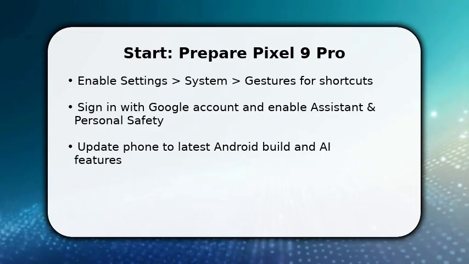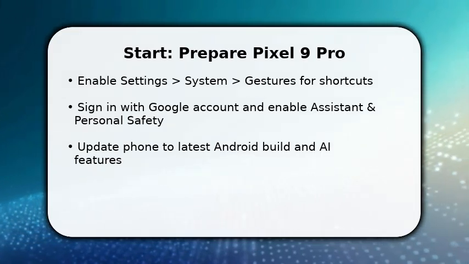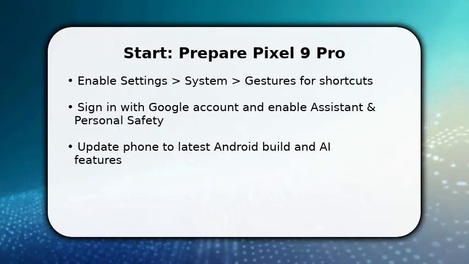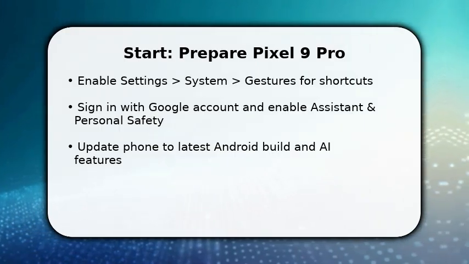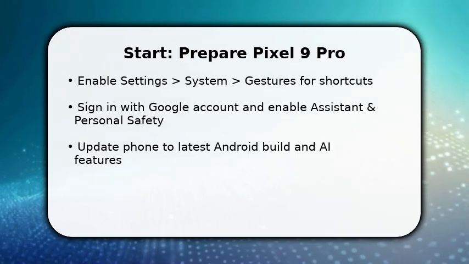You start by verifying prerequisites. Make sure your Pixel 9 Pro is updated to the newest Android release and you're signed into your Google account. Once done, enable Google Assistant and any AI enhancements in settings so features appear in-app.